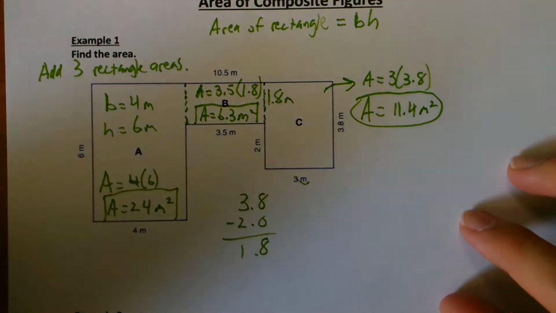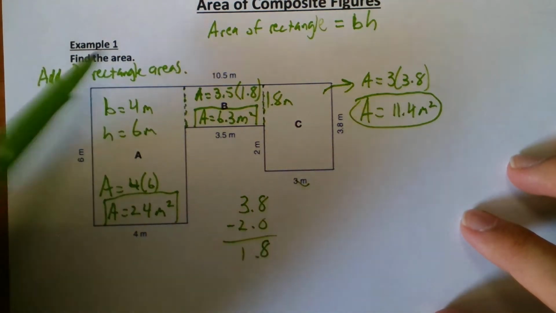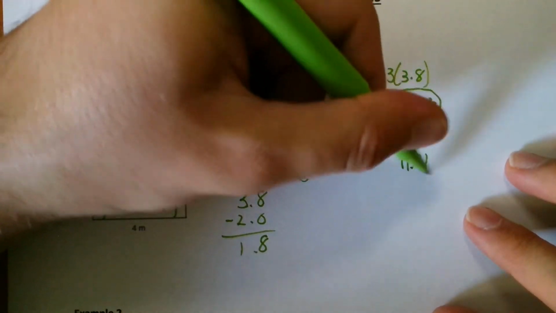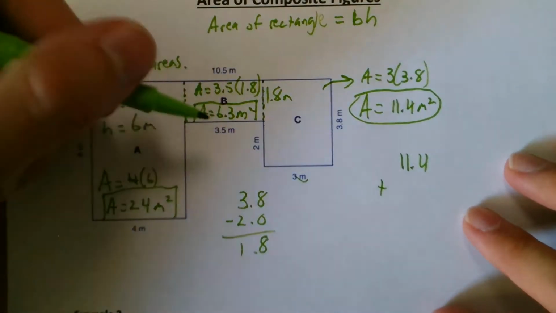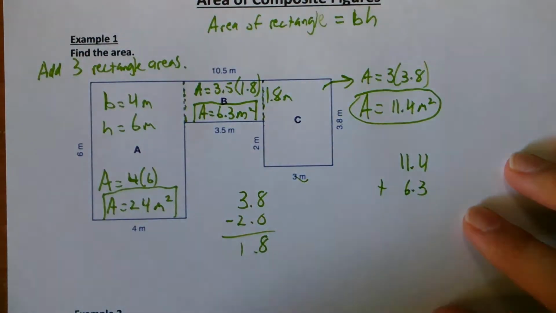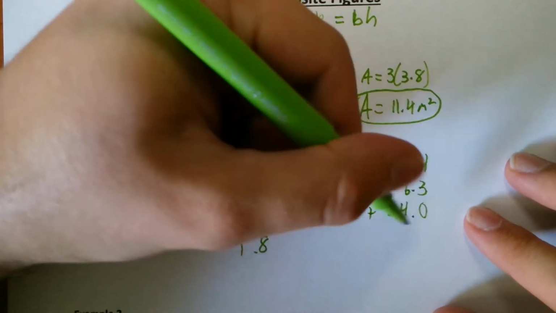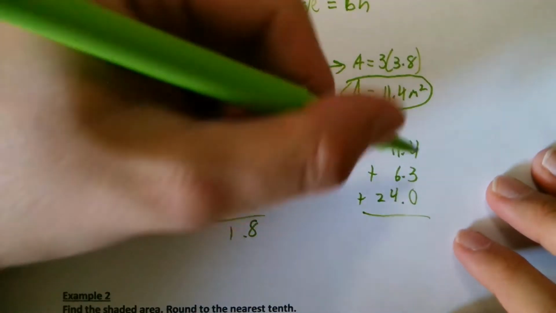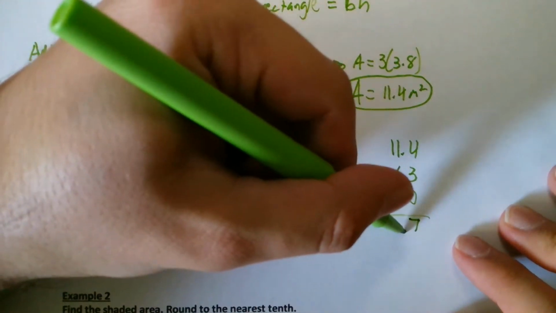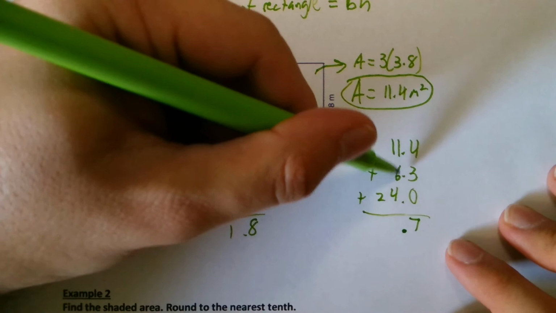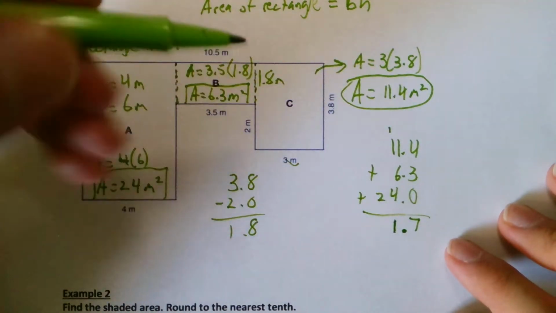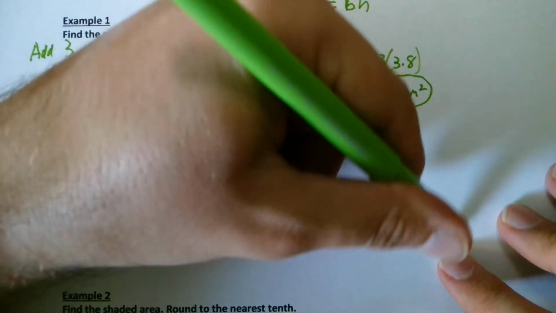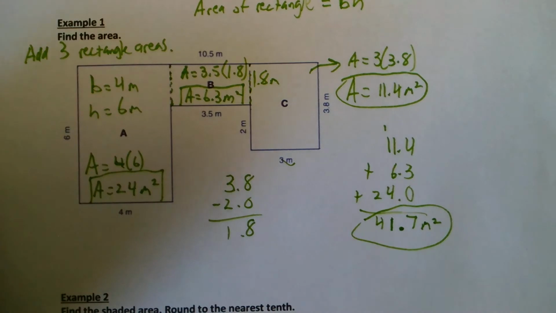Okay, that's cool. So now, to finish finding the total area, remember we're just going to add the 3 rectangle areas together. So I have 11.4 meters squared plus 6.3 meters squared plus 24.0 meters squared, or just 24. Add that all together. 4 plus 3 gives me 7. Bring down the decimal. 1 plus 6 is 7. Plus 4 is 11. Carry the 1. 1 plus 1 is 2. Plus 2 more. Your total area should be 41.7 meters squared.